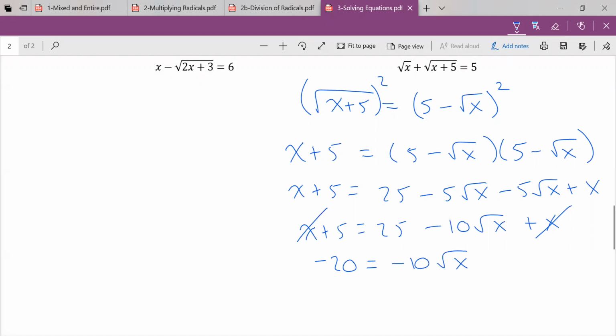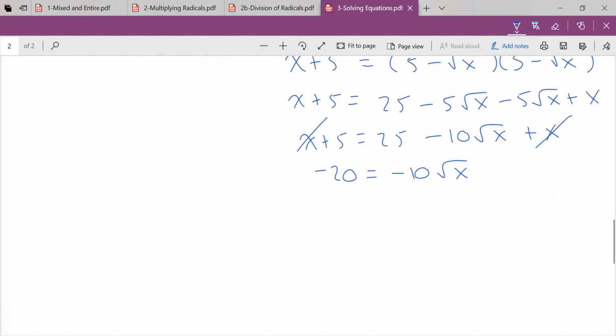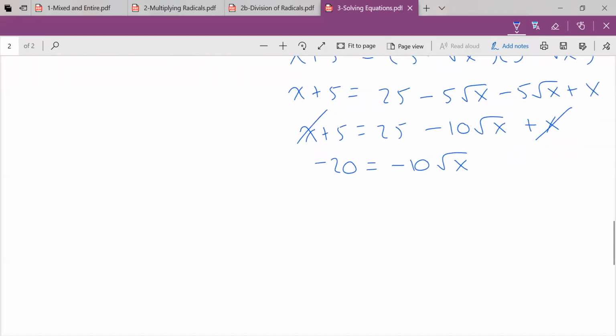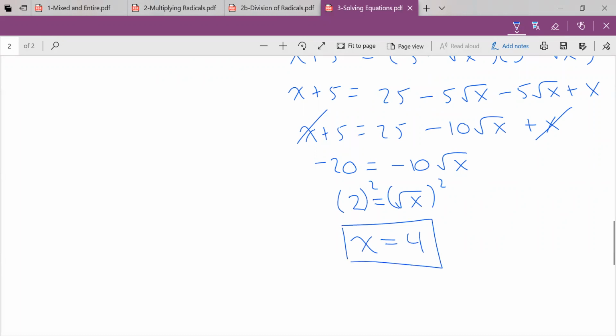I'm trying to solve for x, so let's get everything away from x that we can. Let's isolate for x. So let's divide both sides by negative 10. That's 2. Now I'm going to square both sides. And what do I end up with? I end up with x is equal to 4. Exactly like we said we would.